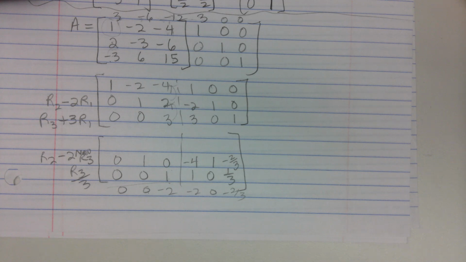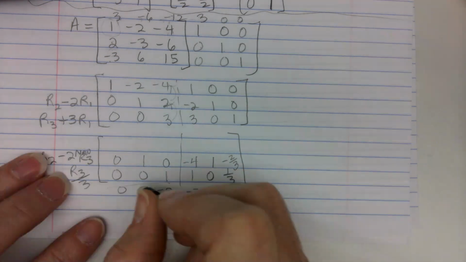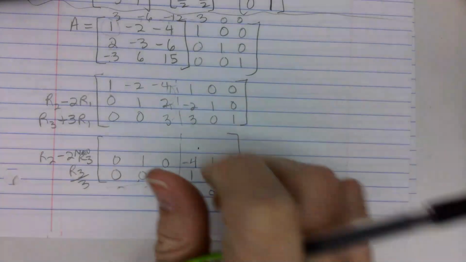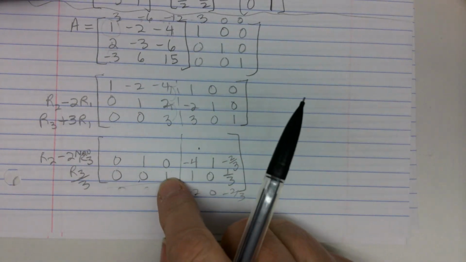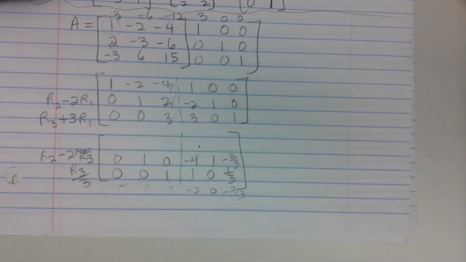Next, multiply the new row 3 by 4. Y'all do that. Multiply this one by 4 to cancel the row 1.